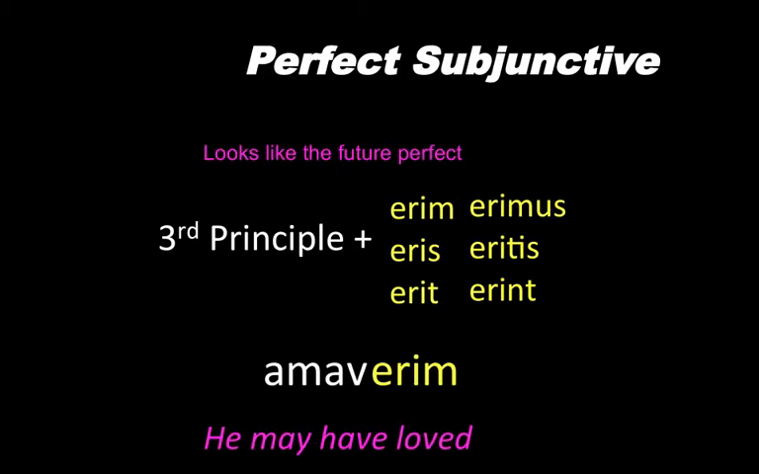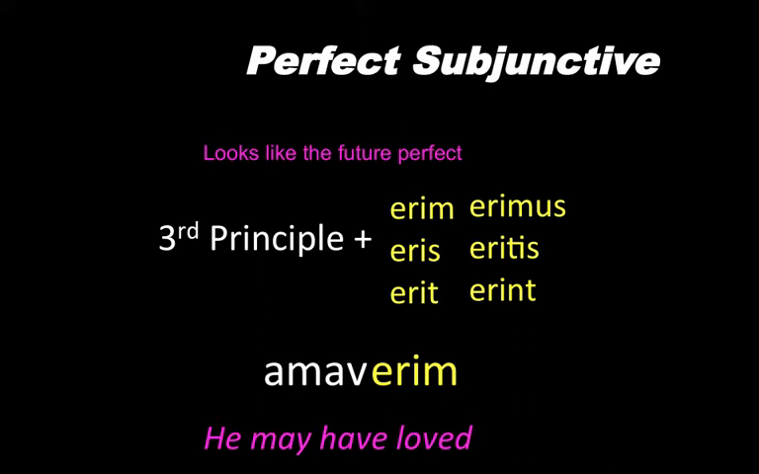And the perfect subjunctive I like to call the future perfect wannabe, because it looks very similar to the future perfect indicative. The main difference, though, is that the first person is -erim instead of -ero. To make the perfect subjunctive, we're going to take the third principal part, which is amavi, and then add on one of these 6 endings. These are the only endings we can use for the perfect active subjunctive. Again, if you take a look down here, you'll see its independent translation, but we're going to use it in a clause, so we want to make sure we're translating it just as if this was a regular perfect tense verb.